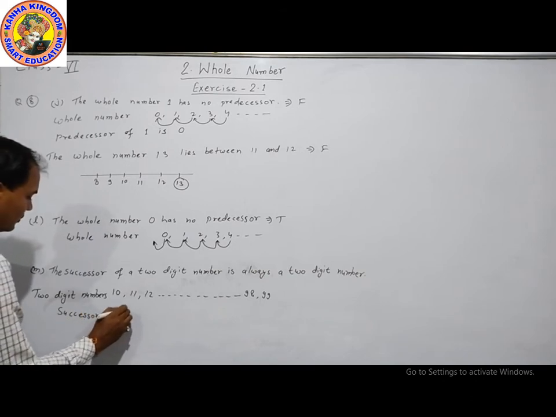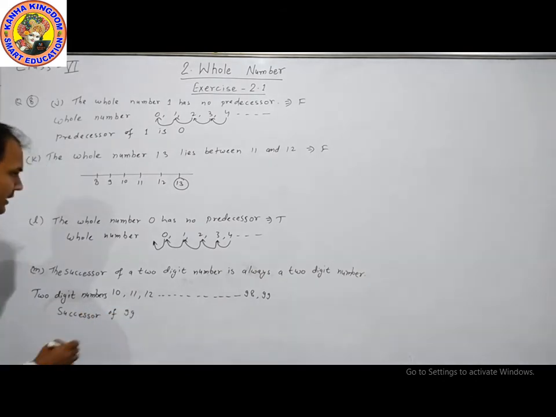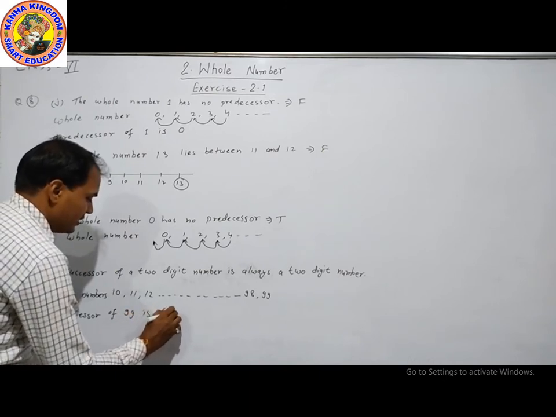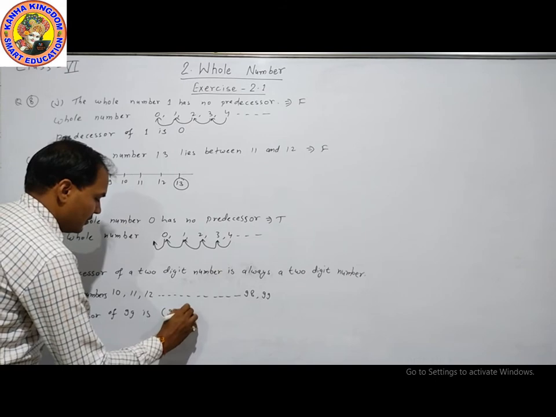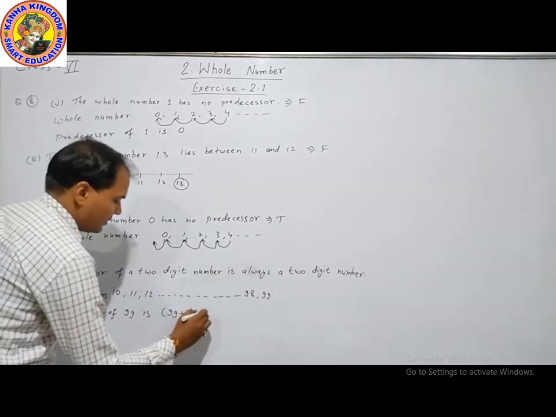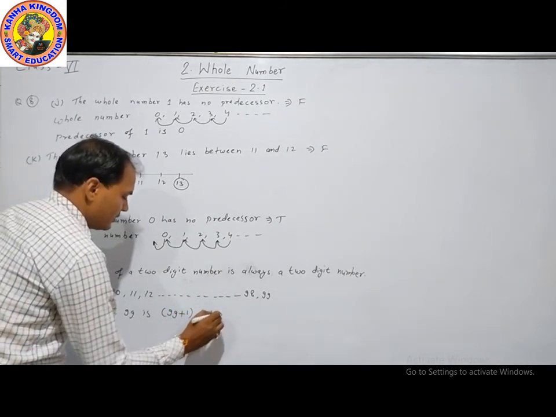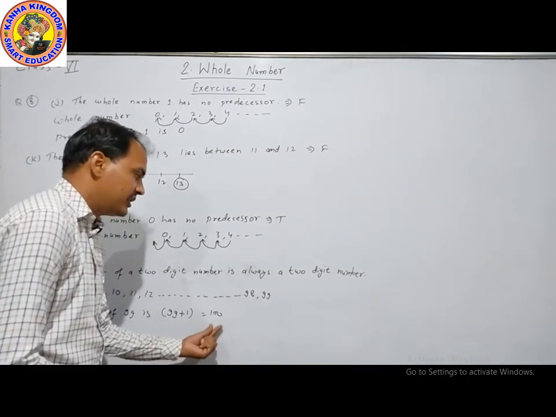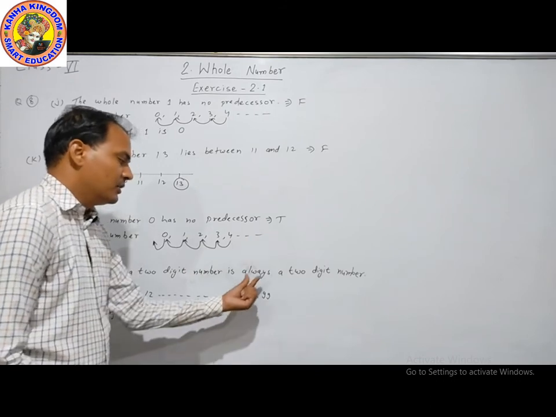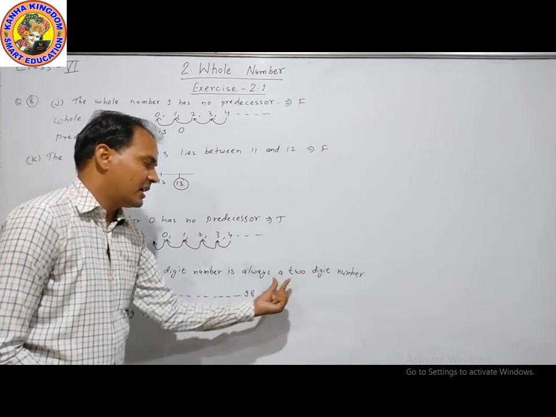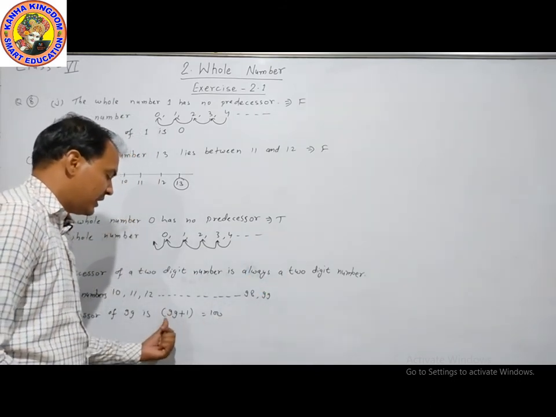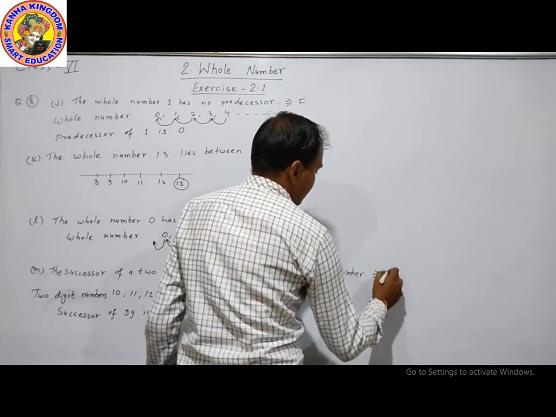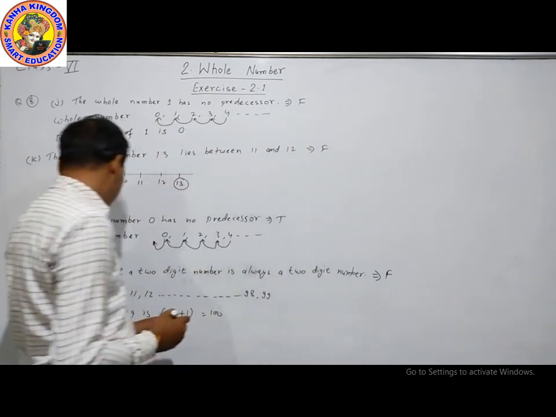Now, the successor of 99. How do we find the successor? We find it by adding 1. 99 plus 1 is 100. 100 is a three-digit number. So the answer will not always be a two-digit number. The successor of 99 is 100. So this is our false statement.